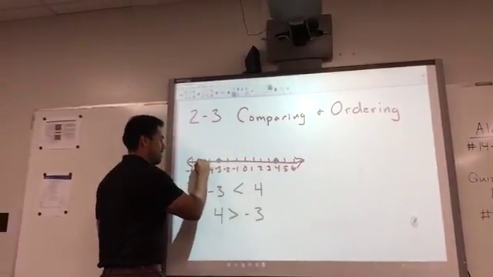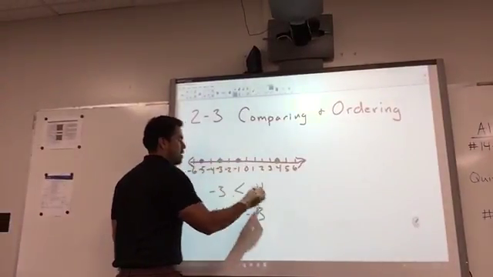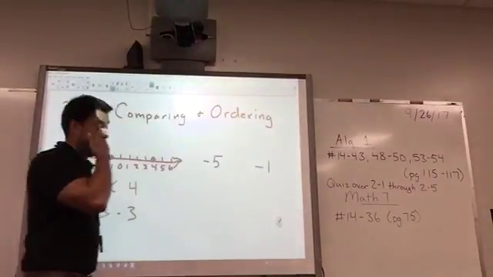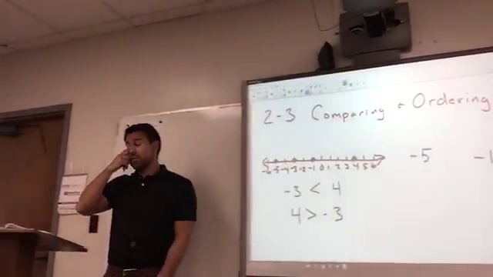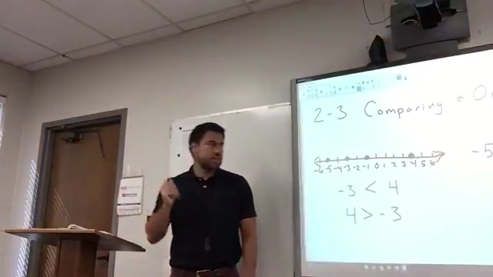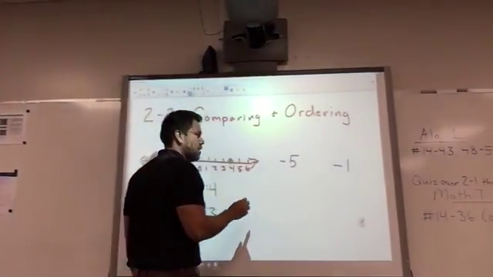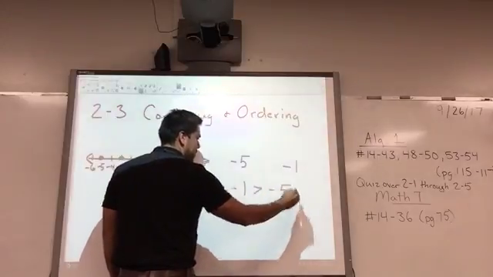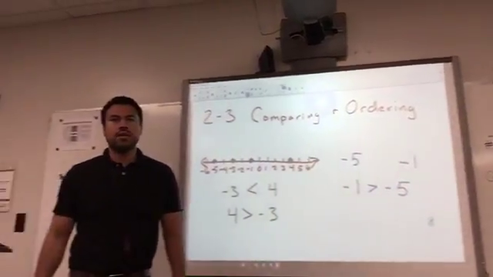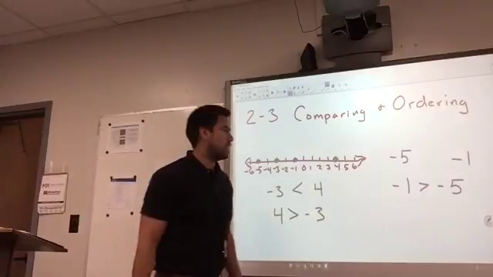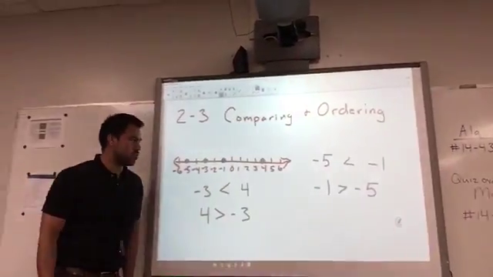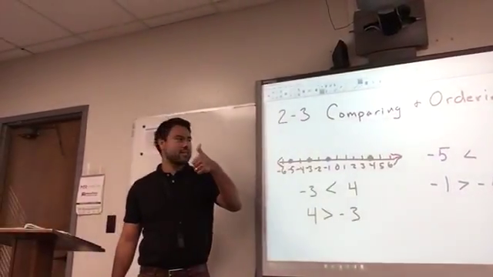-5 and -1. Okay, give me one comparison here. Tristan? -1 is greater than -5. So you said -1 is greater than -5. And what's the second comparison? John? -5 is less than -1. Okay. That is true.